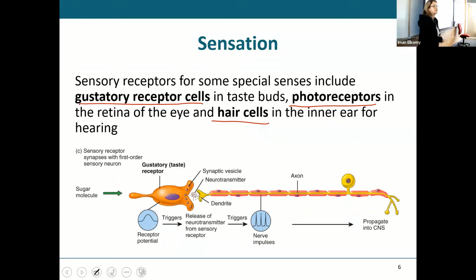Do you guys remember the hair cells in the inner ear, in the cochlea? We did those already in lab. Okay, good.